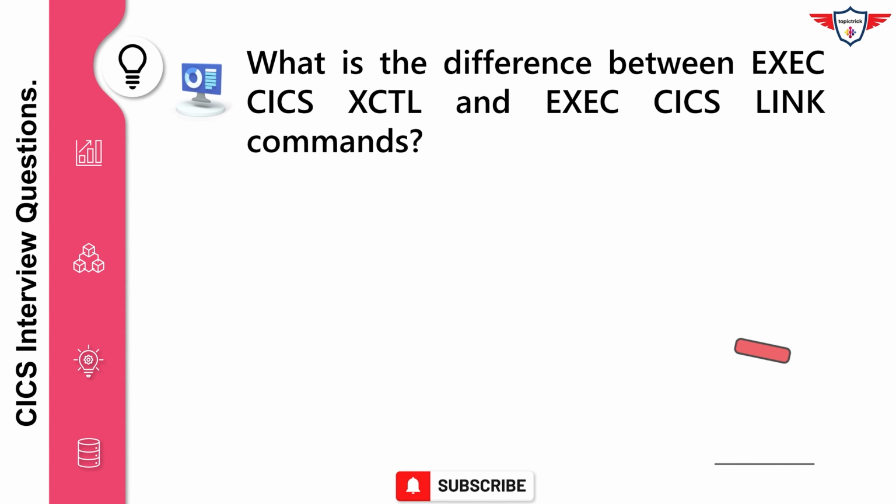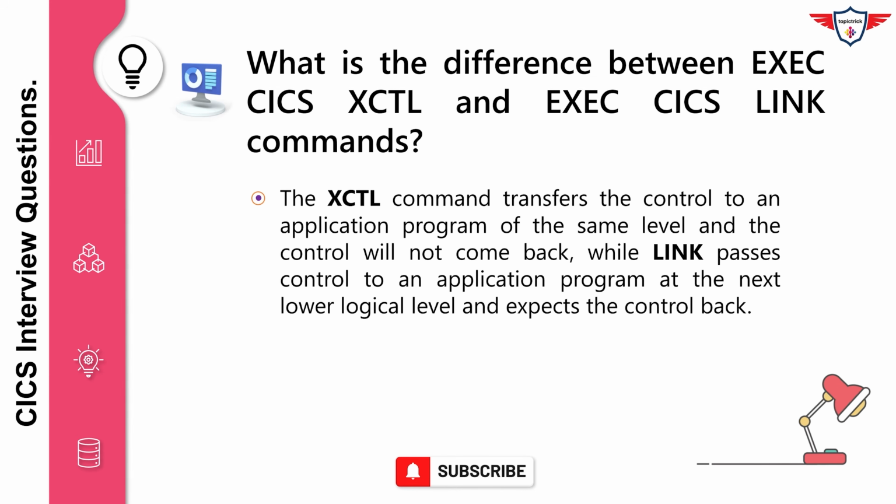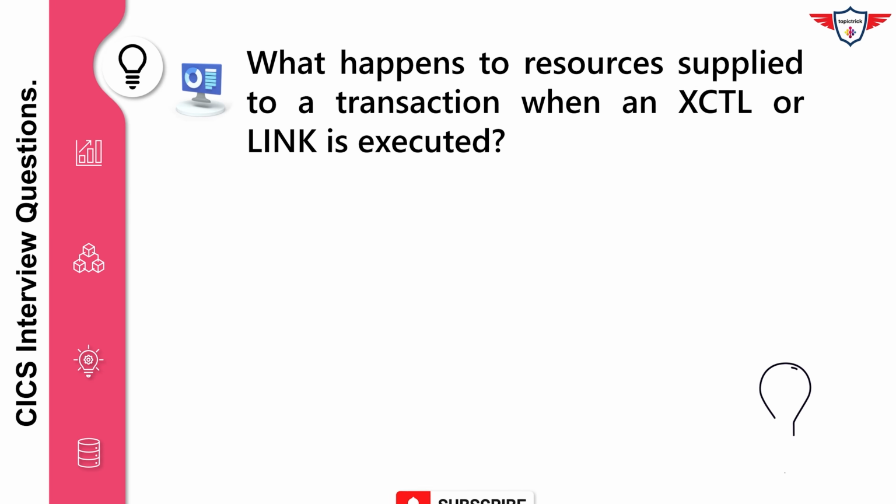What is the difference between EXEC CICS XCTL and EXEC CICS LINK commands? The XCTL command transfers the control to an application program of the same level, and the control will not come back. While the link passes control to an application program at the next, lower logical level, and expects the control back. What happens to resources supplied to a transaction when an XCTL or link is executed?